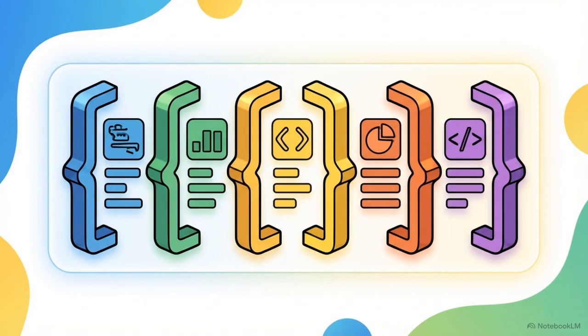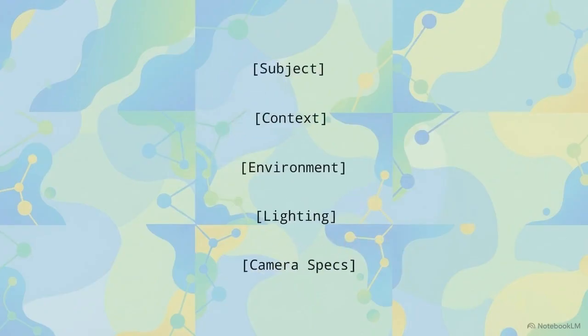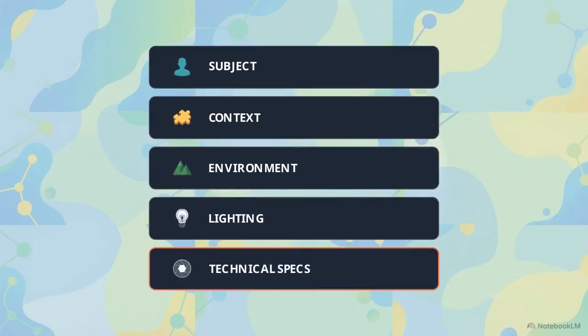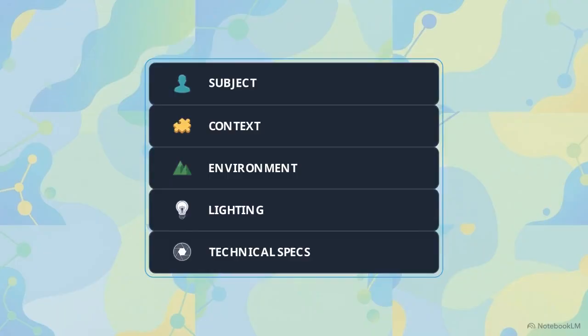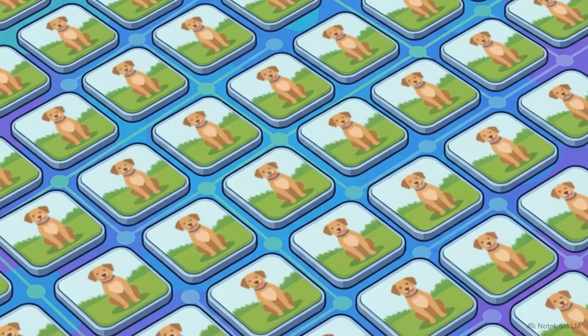Directing the Pro model toward high-fidelity results requires a specific syntax known as the Nano Banana prompt formula. This animated diagram breaks the formula down. A successful prompt requires 5 specific variables: the subject, the context, the environment, the lighting, and the technical camera specs. Typing something simple like cute dog leaves too many blank spaces. The reasoning engine will fill those gaps with averages, resulting in a generic image.